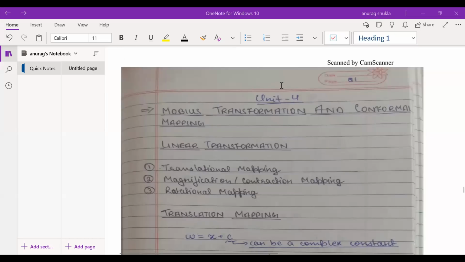Welcome to lecture 5 on complex analysis, module 4. Today we will study the Mobius transformation and conformal mapping. The topic of this lecture is this, and we will start with the linear transformation, which is the basics for Mobius transformation. So let's start.